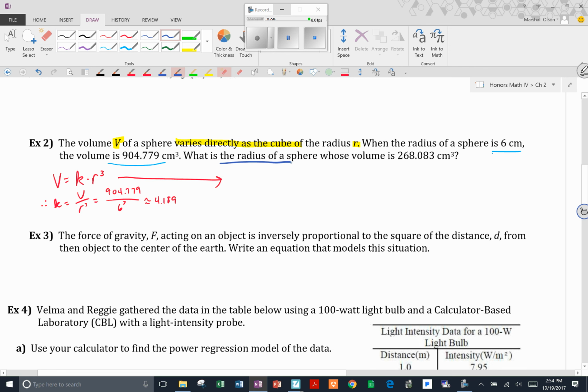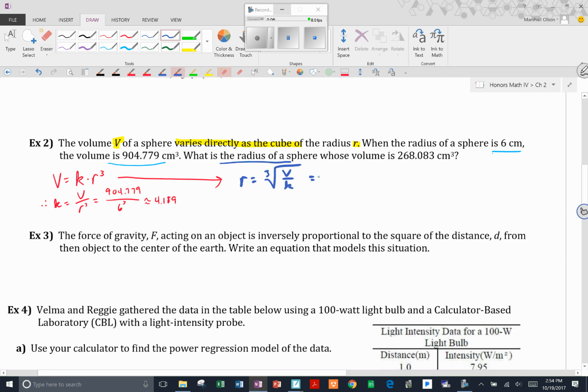So the other thing I'm going to do is, since as I read on here it says, what is the radius of a sphere? We want to solve this for r. So r is going to be equal to, if I divide by k and then take the cube root, the volume divided by our constant of variation. Now I know we have a value for our constant of variation, but I'm just going to plug that in when I plug my new volume in.